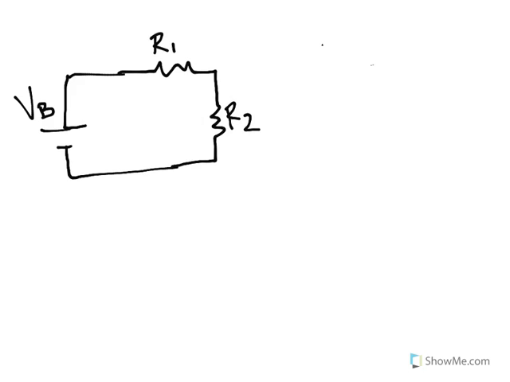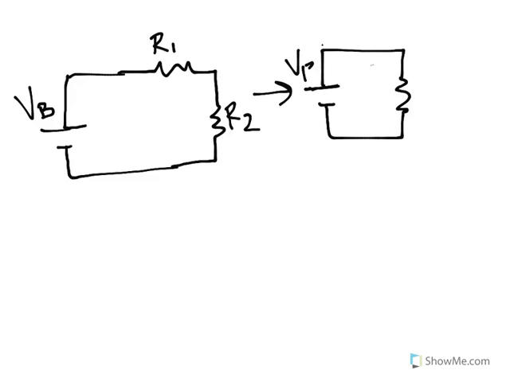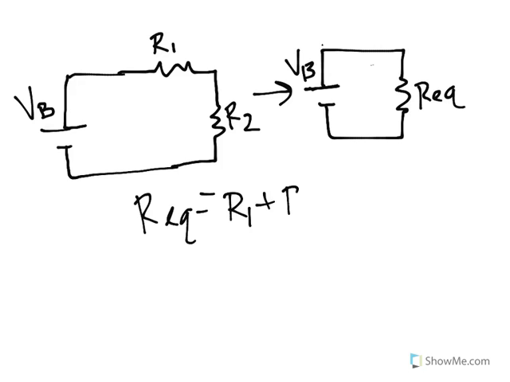But let's say I have two resistors, resistor 1 and resistor 2. Now we know to combine these to one resistor, all I have to do is just straight up add them since they're in series. So this circuit can be rewritten as this, where I've still got my battery voltage and I've got my equivalent resistance. Now I know my equivalent resistance is just equal to R1 plus R2.